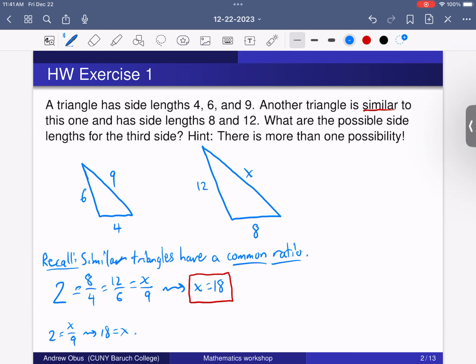Now, I claim there's a second answer that's also correct. Did anybody get a different answer for this question than 18? What I'm going to do is draw the same triangle again. I labeled this side 8 and this side 12. But is there maybe some other way that I could label the 8 and the 12 on the triangle? So 27, I see. Harrison, what's the reasoning for 27 being another answer?